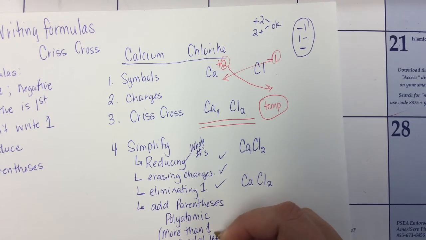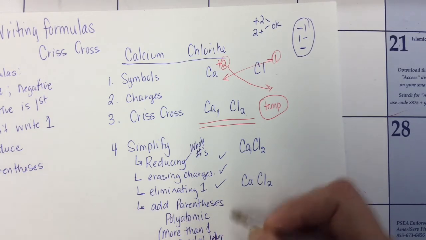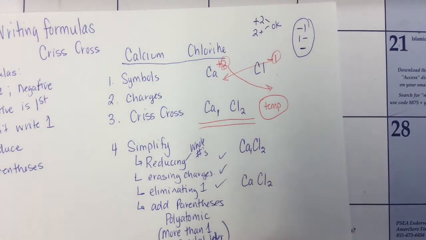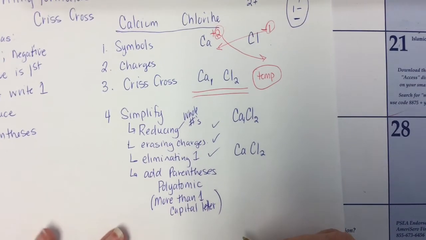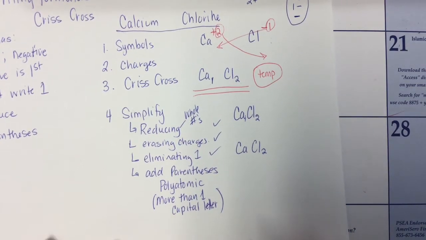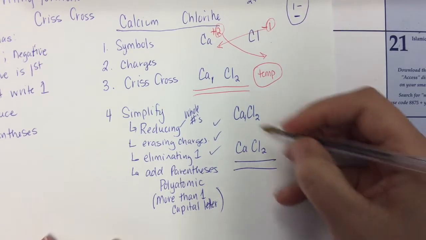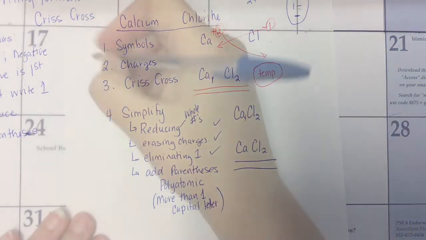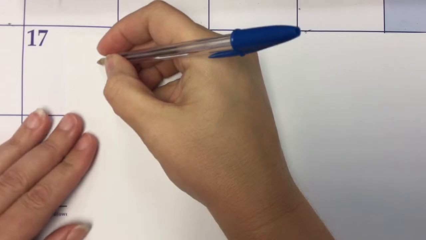And since we don't have more than one capital letter for either our positive or our negative part, we're not going to use parentheses here. I'll show you an example on the next one of when we need a polyatomic. So our answer is completed. We are finished. CaCl2. All right, let's try another example of writing formulas.